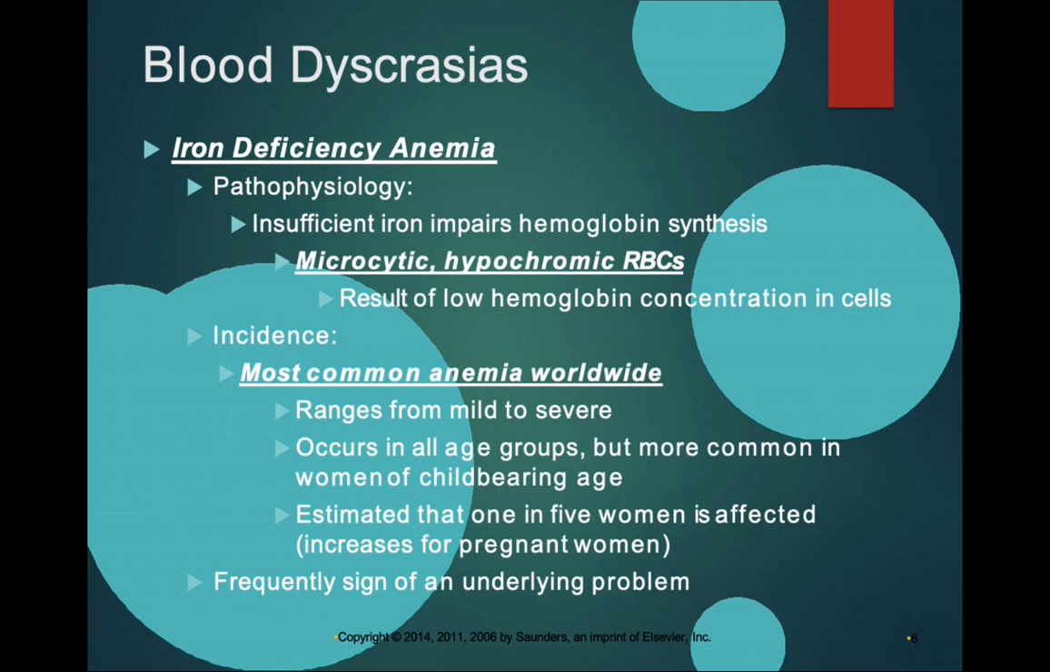In terms of incidence, iron deficiency anemia is the most common anemia worldwide, and there can be a wide range from mild to severe. It occurs in all age groups, but more common in women during childbearing age. It is estimated that 1 in 5 women is affected, and it increases for pregnant women.